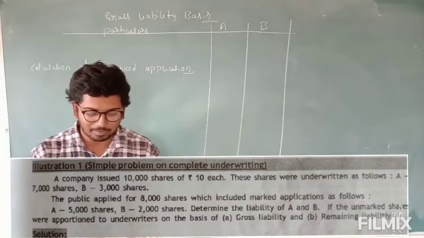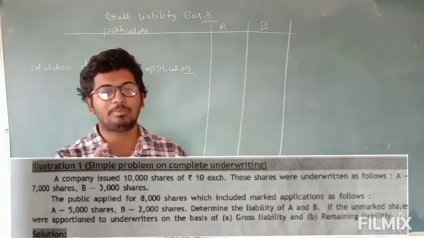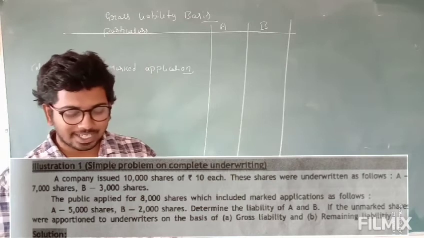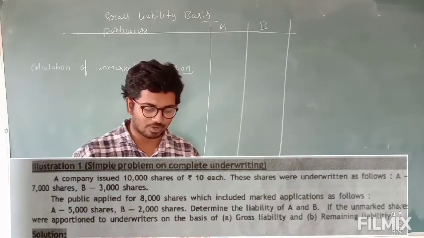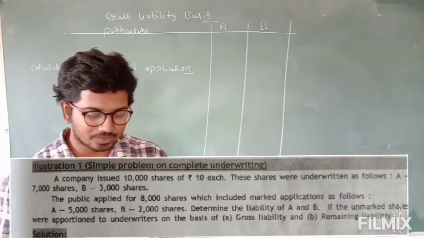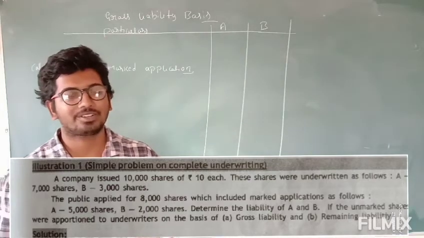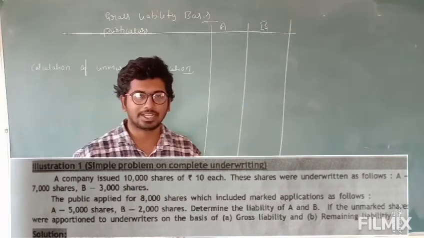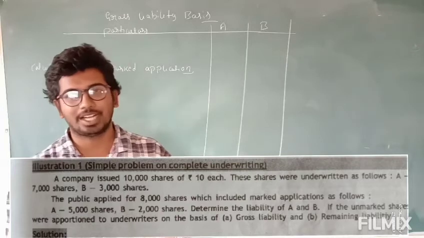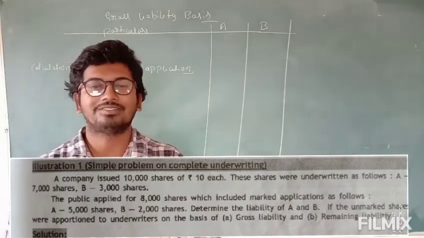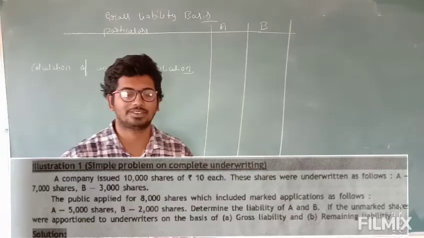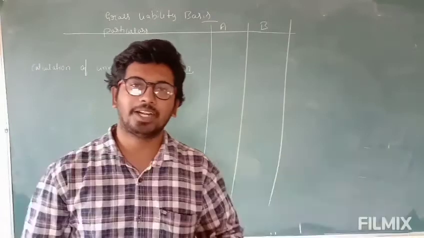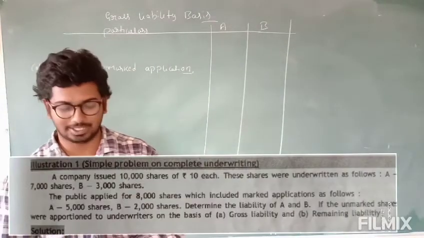After that, the public applied for 8,000 shares. That is what we call public subscription, which included the marked applications as follows: A 5,000 and B 2,000. So whenever in the question they have given public applications or shares subscribed and marked applications, we have to find out the unmarked applications. It is nothing but total subscription minus marked applications of all the partners.